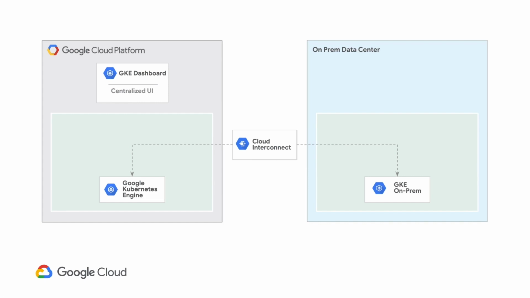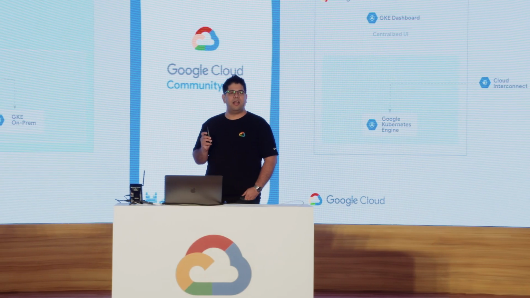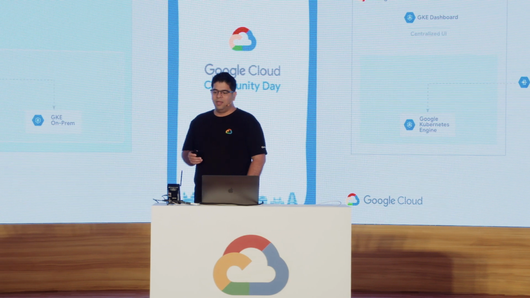We have GCP, we have the GKE dashboard, which is the Cloud Console that I keep talking about. We have GKE, Kubernetes Engine on GCP. On the on-prem side, we have GKE on-prem. But effectively, we give you the same experience, whether you're sitting in GCP or whether you have things running in your data center. And we have Cloud Interconnect there that allows them to communicate with each other. So this is the start of our diagram. It's nice and simple. Let's add to it.